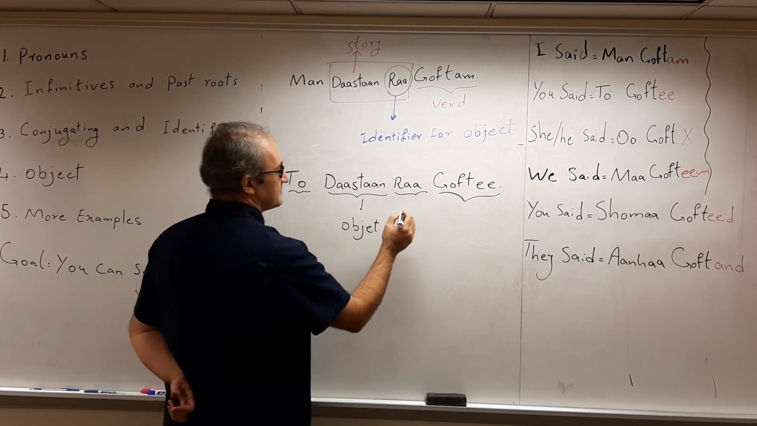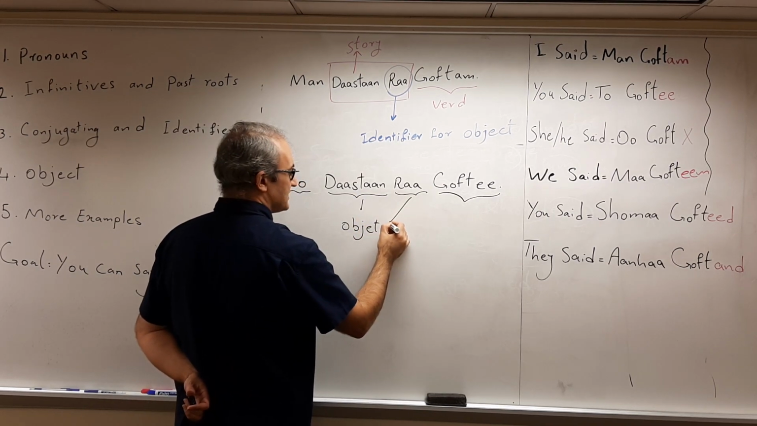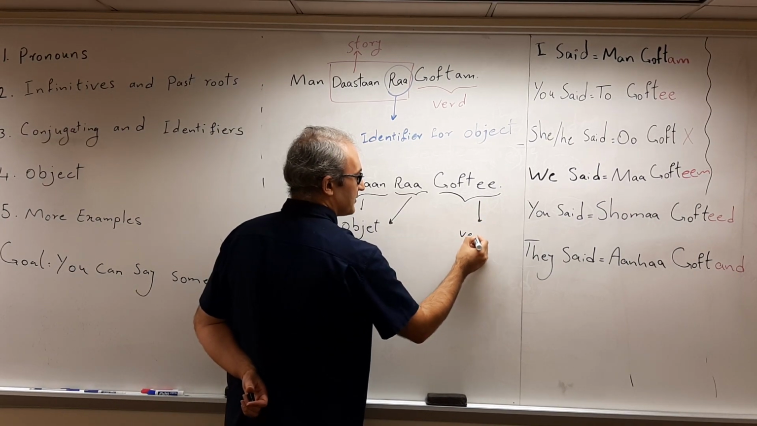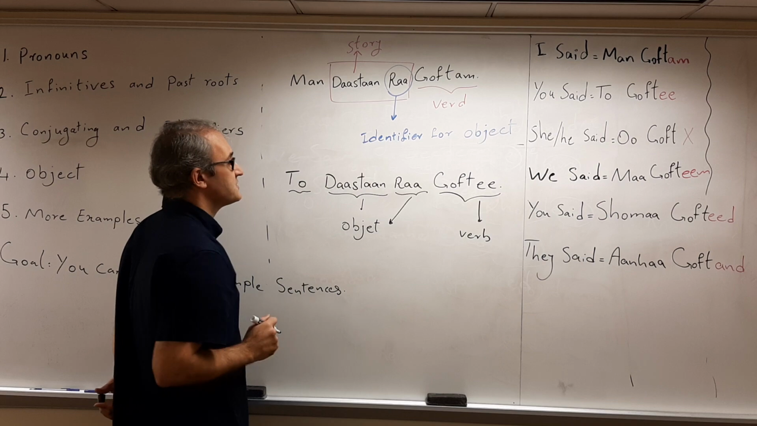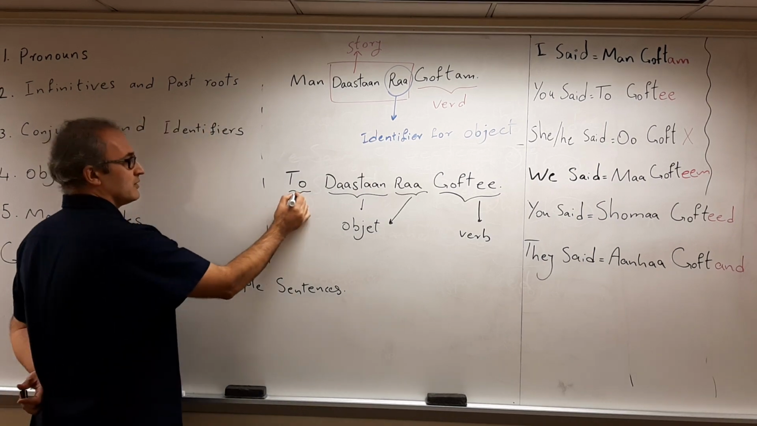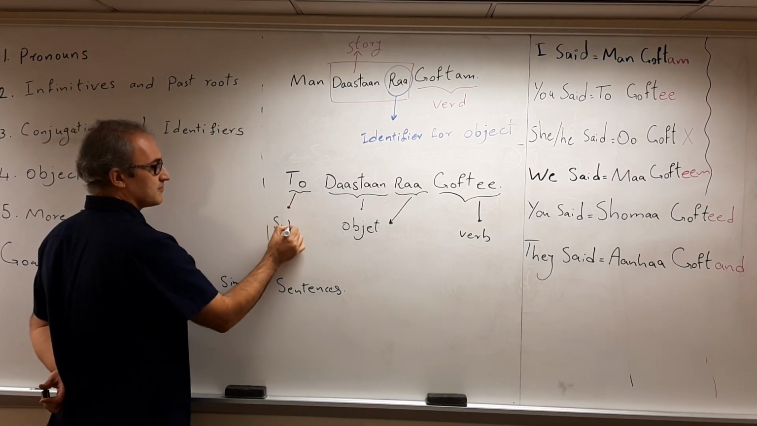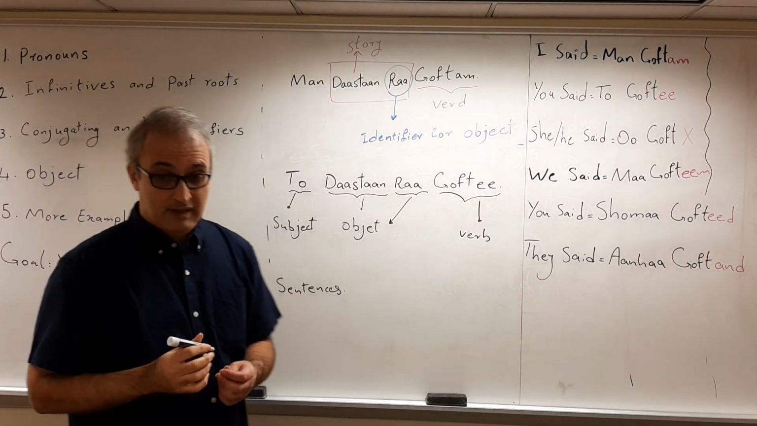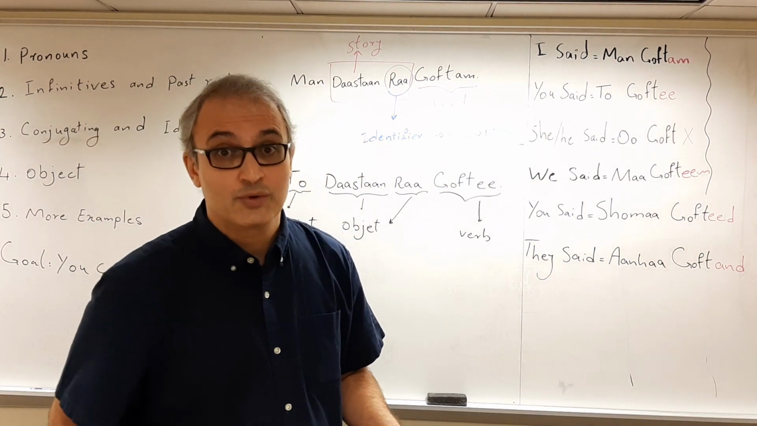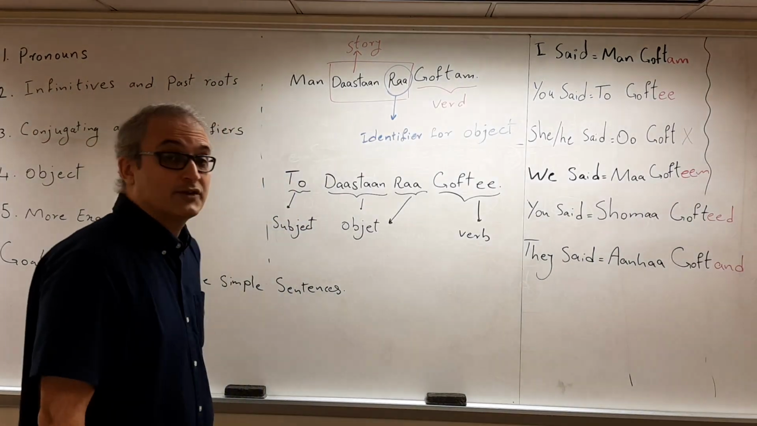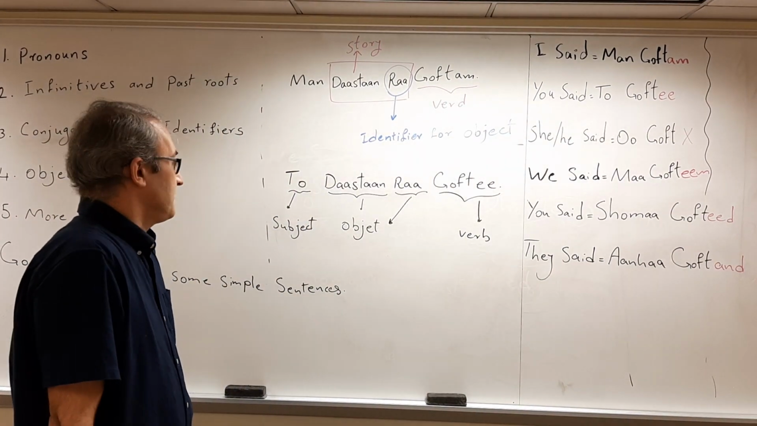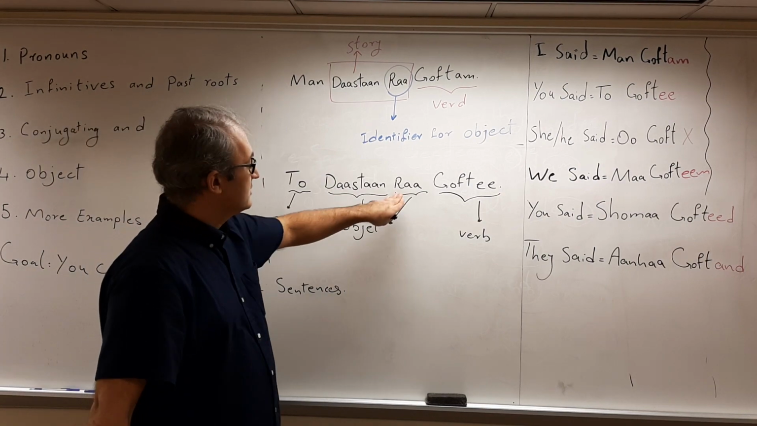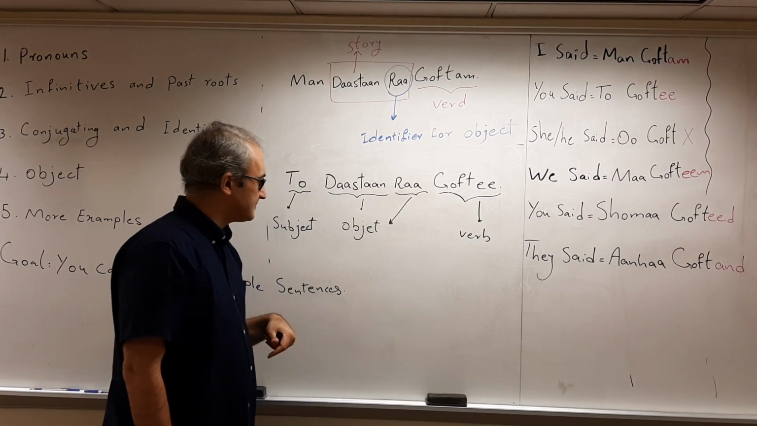Object, and this is the sign of the object. This is our verb here at the end of the sentence, and تو is the subject. That is a pronoun here. تو داستان را گفتی. داستان is the object and گفتی is the verb.